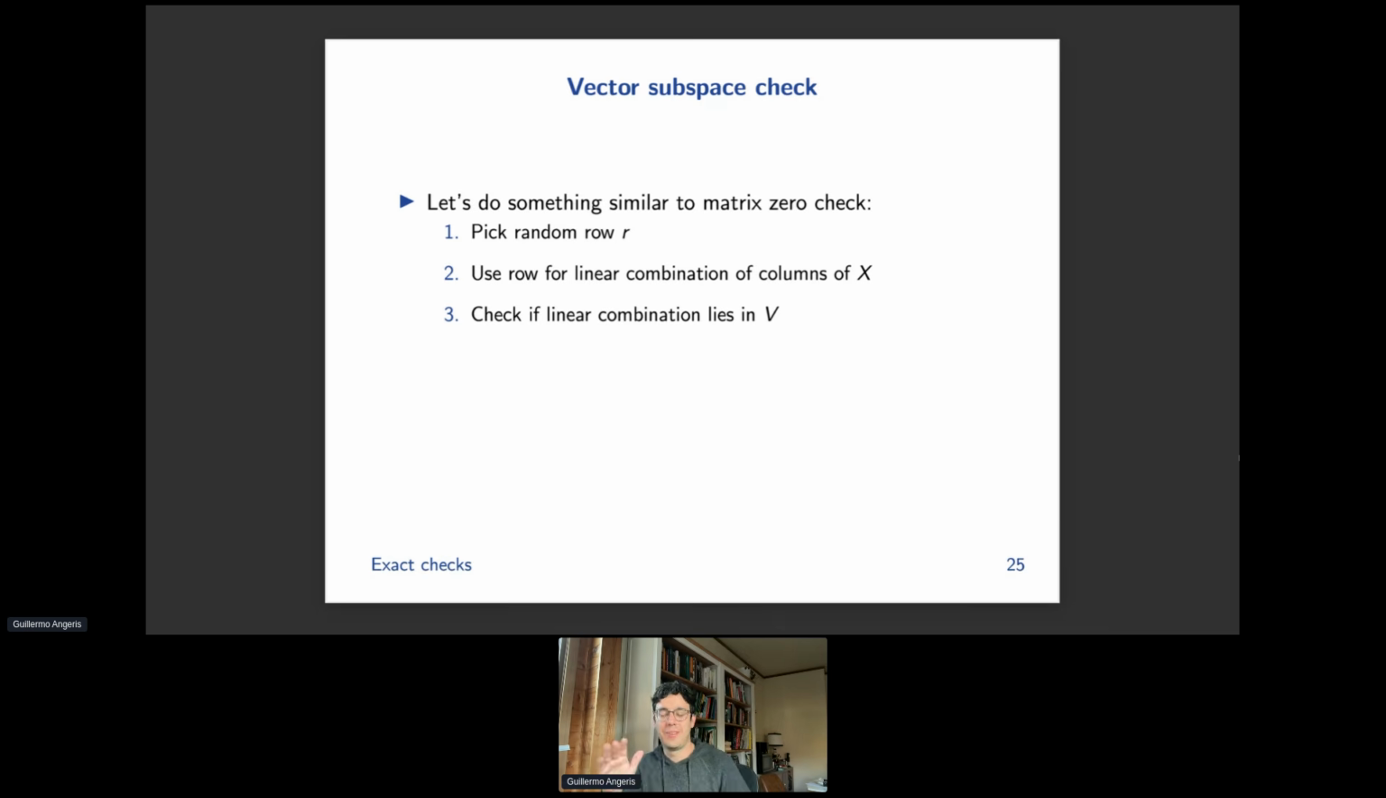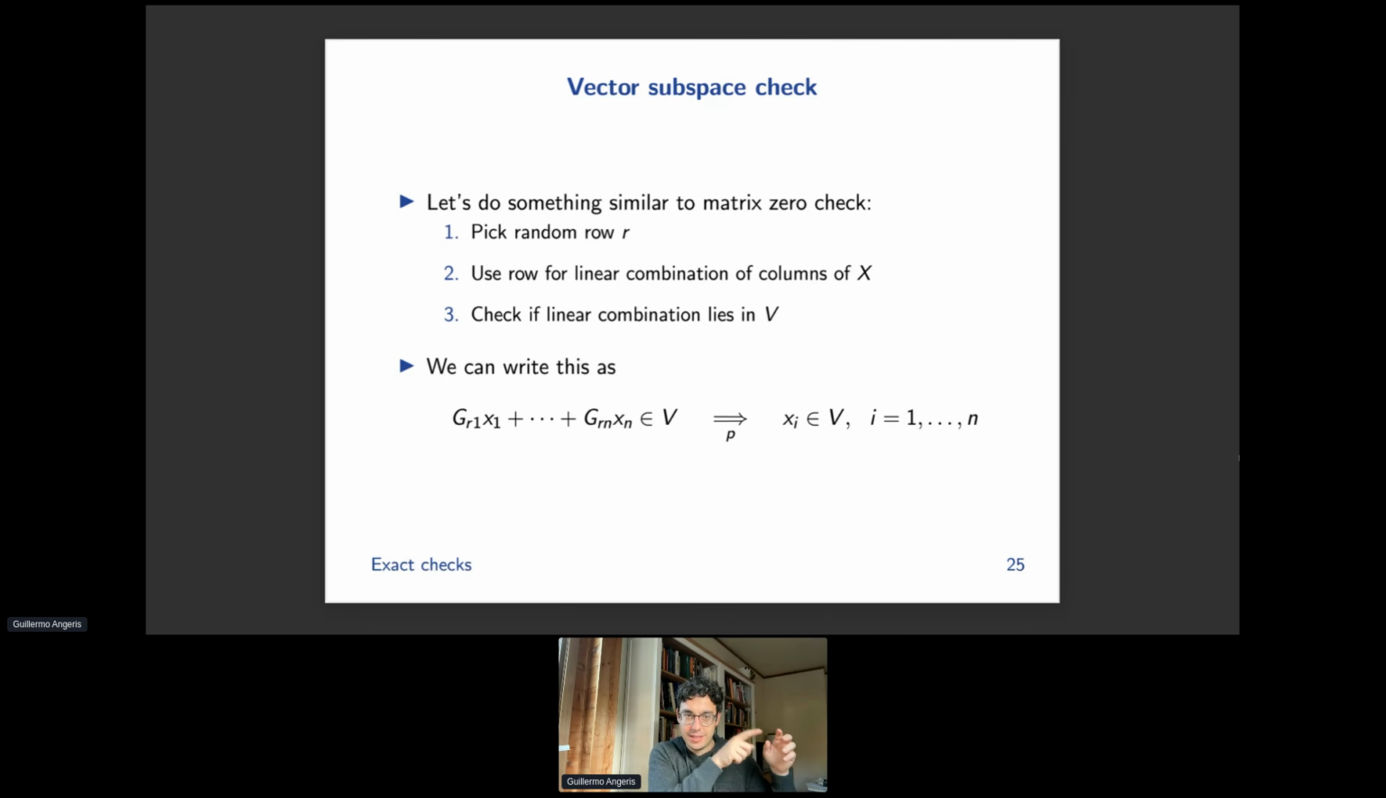All we did was use the same trick as before: we randomly sample a row, use it as the weights for a linear combination of the columns of X, and then instead of checking that it equals 0, we check whether that whole sum, which is a single vector, lies in the vector space V. We can write this in the probabilistic notation as G of R1, the rth row of G, first column, times X1, the first column of X, plus the linear combination of every single column in capital X.